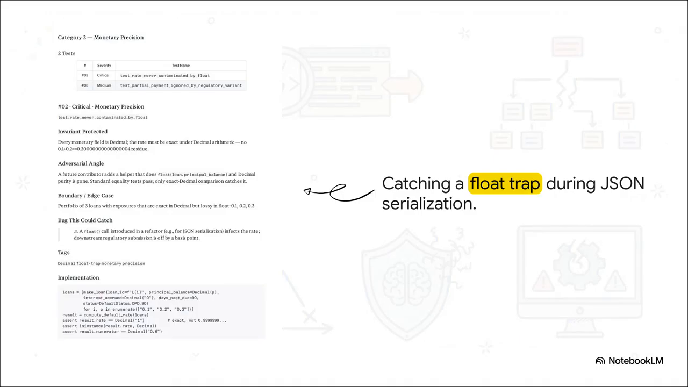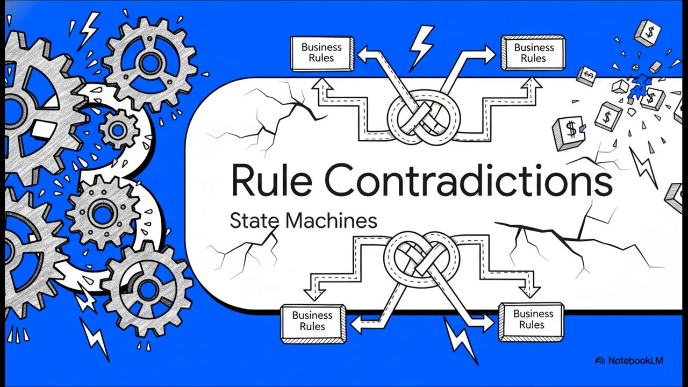When we look at how this is actually implemented in the code, this test enforces strict decimal purity. It's built to anticipate future human error, like, say, a future contributor accidentally adding a helper function to serialize data for a JSON API, and they just use a standard floating point conversion because it's quick. Standard happy path tests might let that slide if the numbers look close enough. But this adversarial exact decimal assertion catches the float contamination instantly. Without this trap waiting in the dark, that standard float conversion could literally throw off downstream regulatory submissions by a whole basis point.